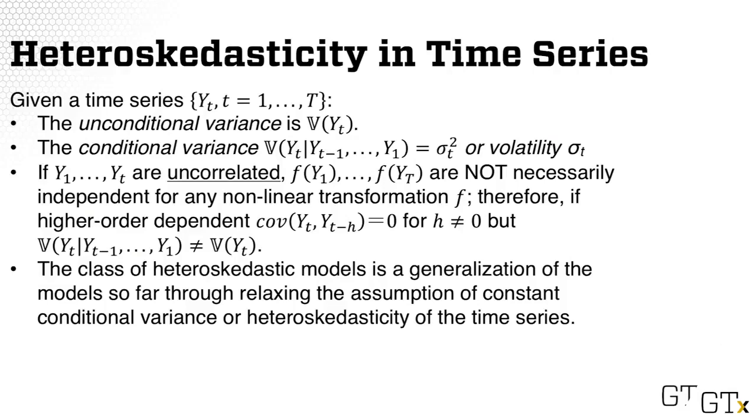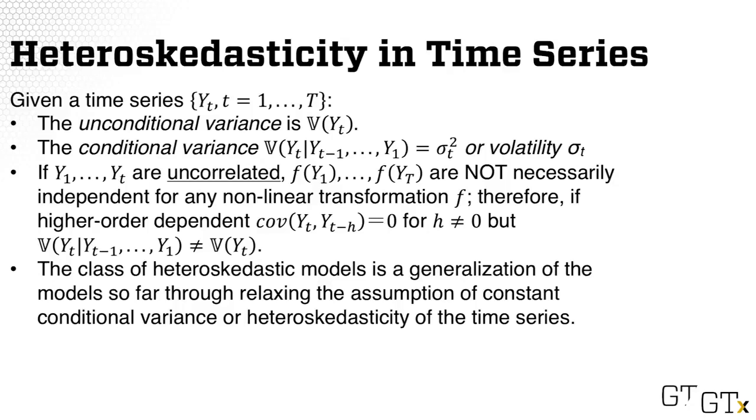Given a time series, the conditional variance of the time series at time t is the variance of the time series given the past values of the time series. In contrast, the unconditional variance of the time series at time t is simply its variance disregarding the past data. We commonly refer to conditional variance as volatility.